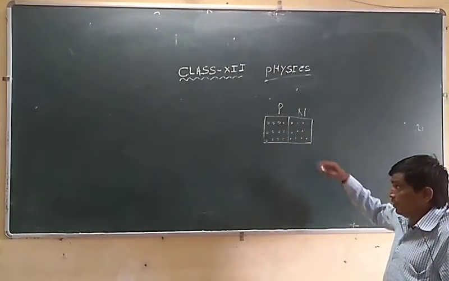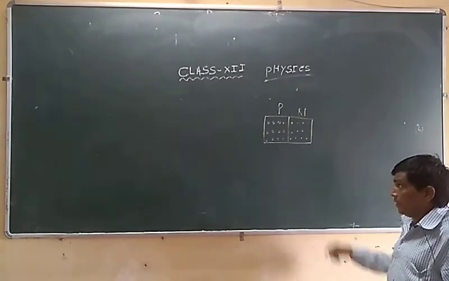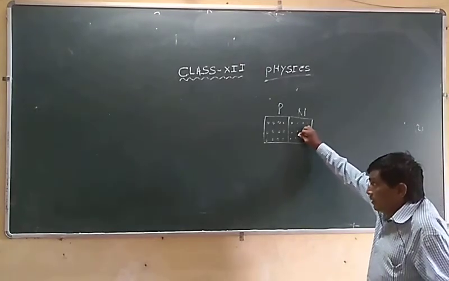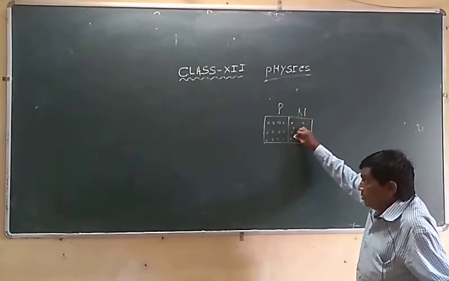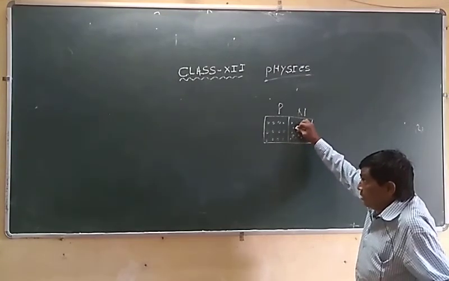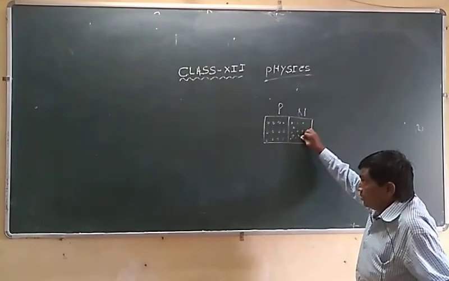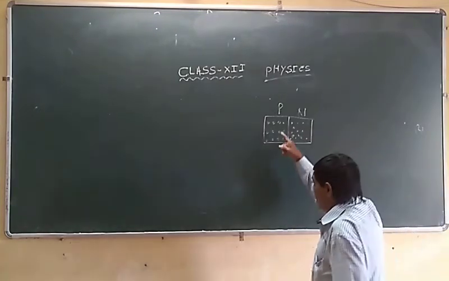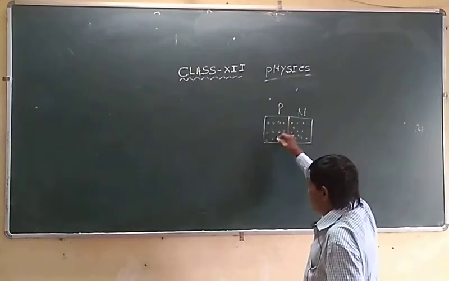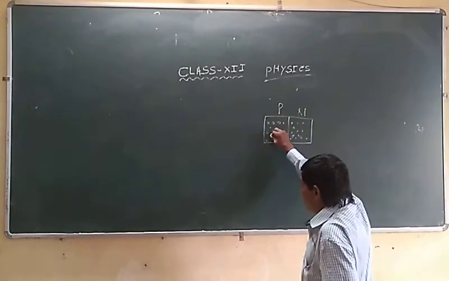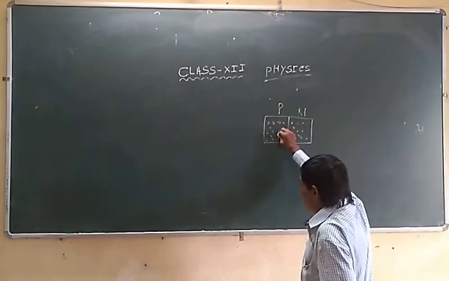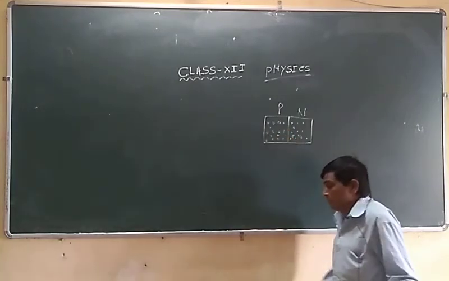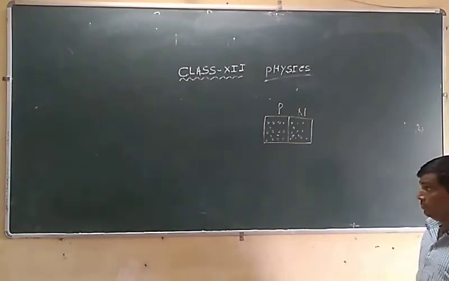But in N-type material, there is a certain amount of holes, known as minority charge carriers. And in a P-type semiconductor, there is a certain amount of electrons, known as minority charge carriers of the P-type semiconductor.